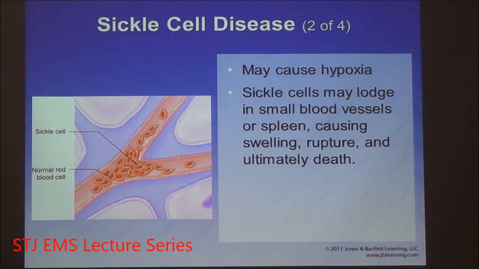But major problems are when these get stuck in the spleen. A lot of splenic dysfunction and destruction occur when you have too many sickle cells that lodge in the spleen. So patients who have a history of sickle cell anemia who have left upper quadrant pain, where the spleen is located, that's a serious emergency.